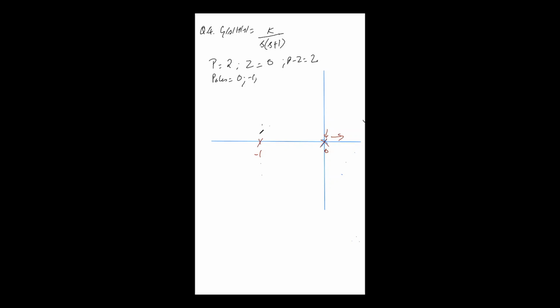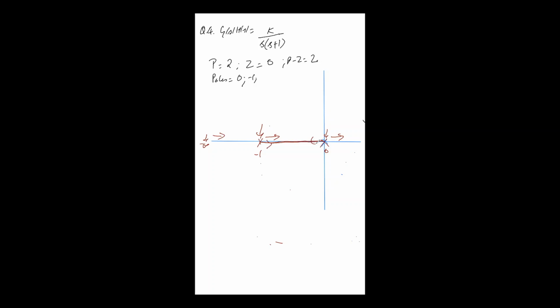Now I'm standing here and observing to the right hand side of this pole. The total number of poles and zeros is 1, which is odd. So this part will be part of my root locus. If I'm standing at -infinity and observing to the right hand side of -infinity, the total number of poles and zeros is 2, which is even and will always remain even. So my root locus branches will start from here to here.